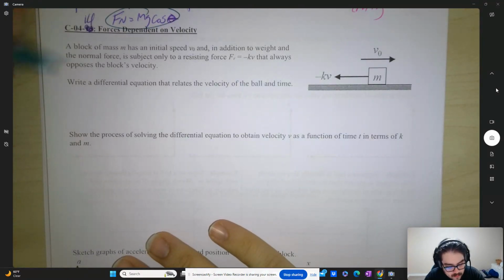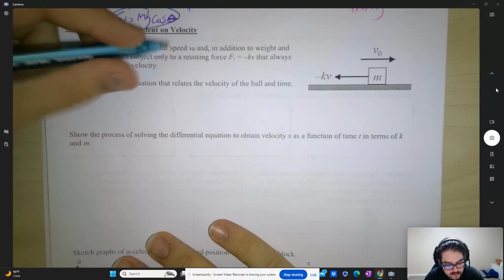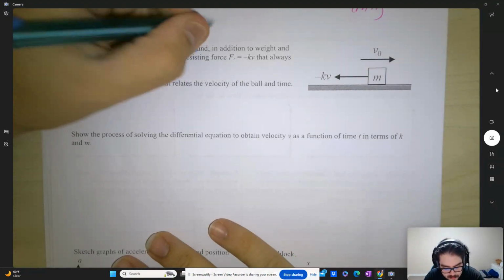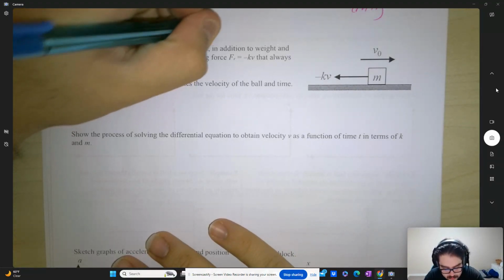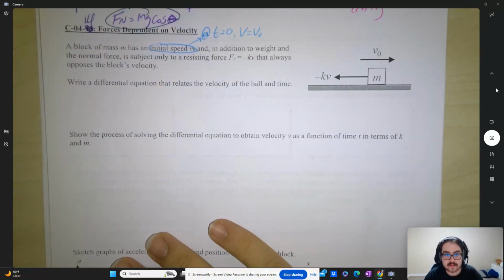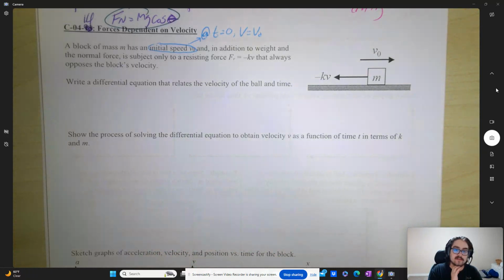Okay. We start with a block of mass m that has initial speed v naught. Okay, this is important, and the only reason I'm saying this is because this means that at t equals 0, v is equal to v naught, okay? And that's important for us to know for something that's going to happen later on down the line.